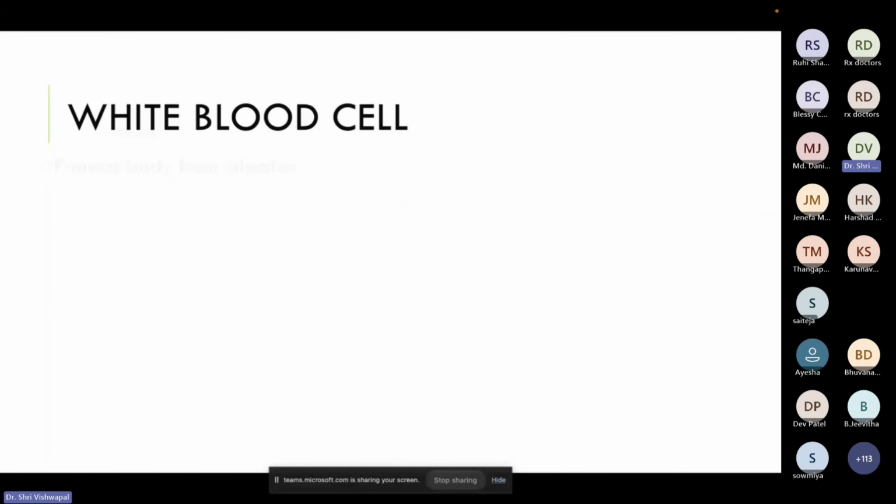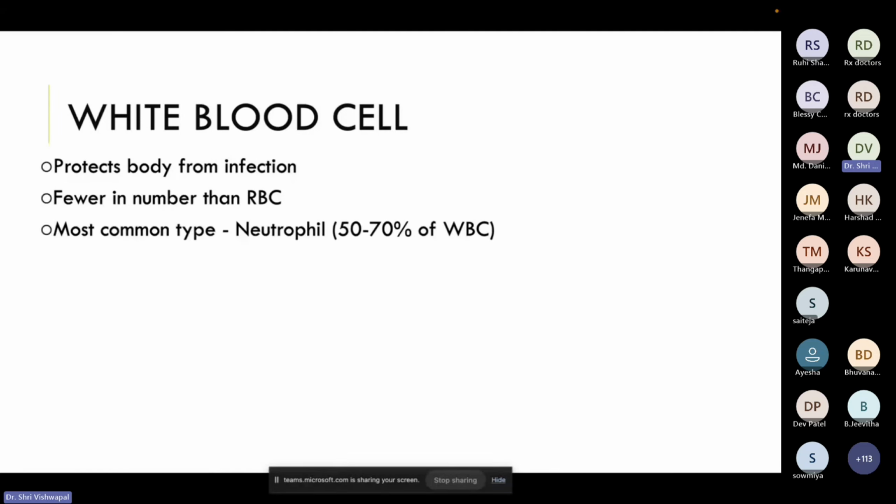Next is the white blood cell. As we have discussed, it helps in the defensive mechanism, and it is much fewer in number. The most common type of WBC is the neutrophil, which makes up 50 to 70% of WBCs.